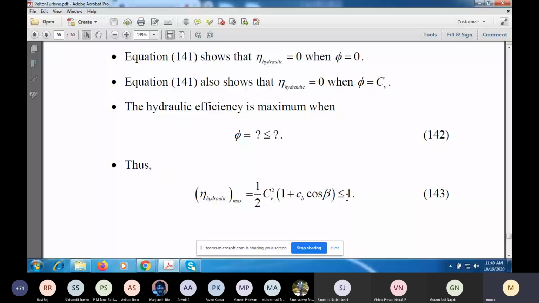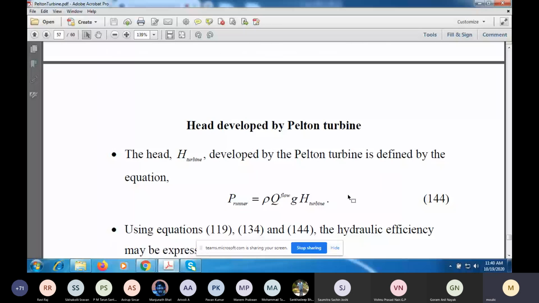Now, another term that you may come across is head developed by the turbine. So as we have seen in the module on the first law, we had an expression that the power developed by a rotor or runner is the mass flow rate into G into the head, which is the difference of the heads at the inlet and outlet minus the head loss. So H turbine is H at the inlet of the control volume minus H at the outlet of one of the two outlets which are the same. Okay. Minus the head loss.